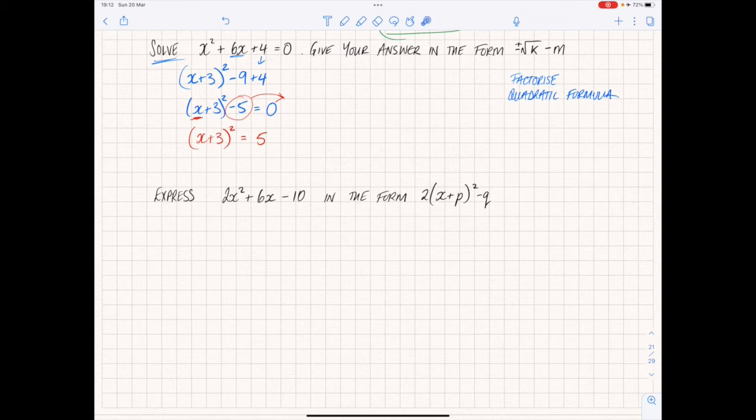I now need to deal with this squared part. The opposite of squared is square root. So you're saying x plus 3 is now equal to the square root of 5. Because if you want to think about it, taking something over the equal sign, you're taking the squared over the equal sign, and the opposite of squared is square root.